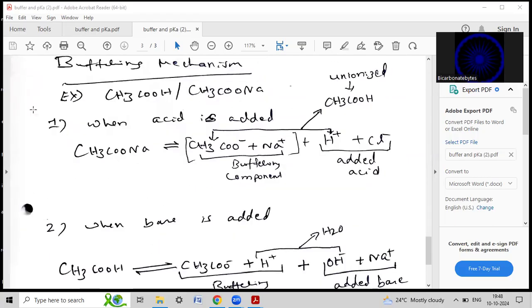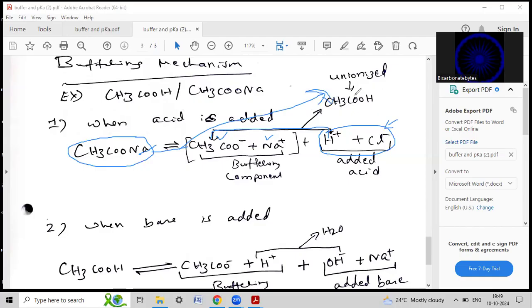Now when you add a small amount of acid, which is depicted in terms of H plus and Cl minus ions, because you can't simply add the H plus without bringing in the counterpart anion. So let's say that you're adding a small amount of HCl into the buffering component. The buffering component has sodium acetate. Now sodium acetate is a strong electrolyte. It's going to ionize into an acetate ion and a sodium ion. Now this acetate ion is going to react with the proton and push back the equilibrium towards formation of the acetic acid.